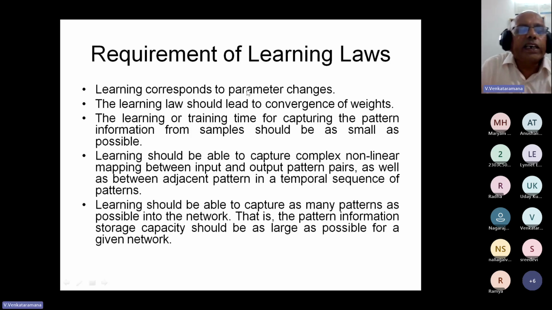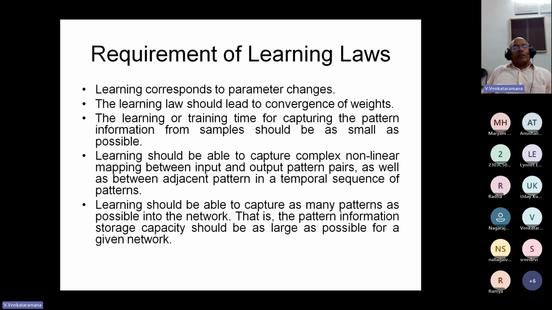Therefore, in the third point, if you observe, learning or training time for capturing the pattern information from samples should be as small as possible. Here, what is happening when we are showing every time some picture, that is Sony TV? My brain has captured Sony TV is the only best. Therefore, I want to train the network for a particular problem, what problem? To compute efficiency of a transformer or load flow analysis, etc.